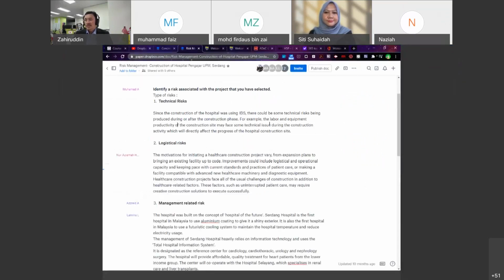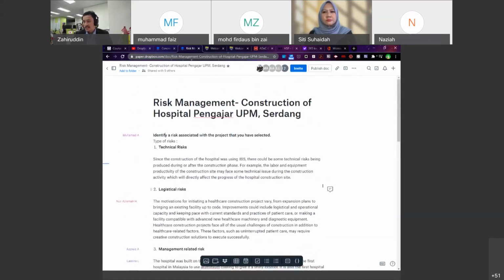Okay, so Dropbox Paper is an application from Dropbox, but it allows the students to work collaboratively online. If you look at the left-hand side, you can see the names of students, Muhammad A, Nur Azima, Azris, Larina. From this, I know that the students are working in groups. Everybody is pitching in to write the resources or to do the work that I've assigned them. So that is the power of Dropbox Paper.